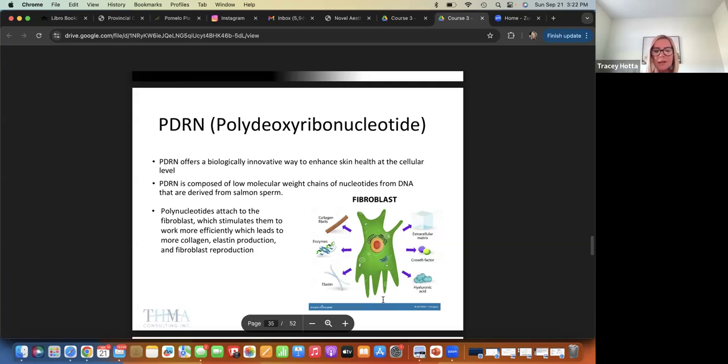So this is an exciting couple of things like PDRN and exosomes that are kind of newer in this industry, but I'm really, really excited to see where they are going to go.